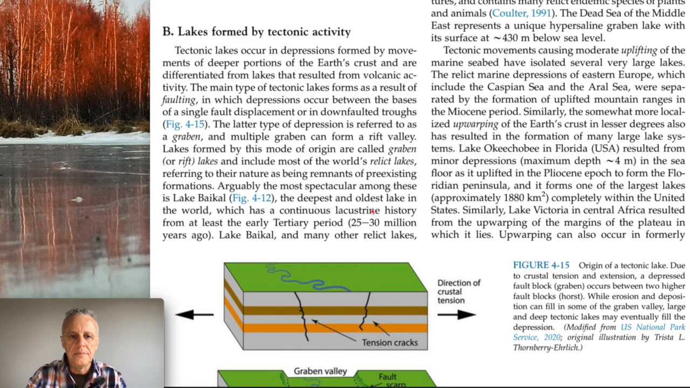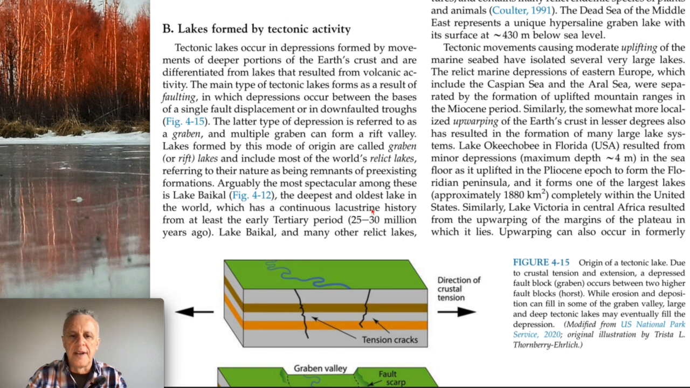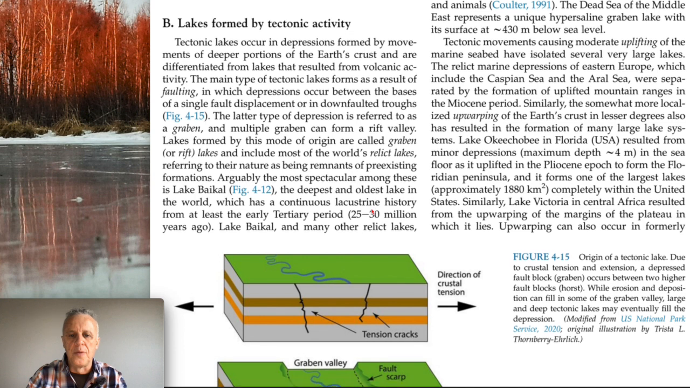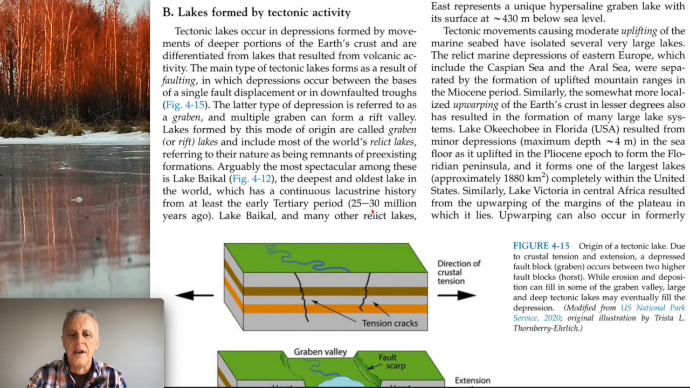Okay. So lakes formed by tectonic activity. Tectonic lakes occur in depressions formed by movements of deeper portions of the Earth's crust and are differentiated from lakes that resulted from volcanic activity. The main type of tectonic lakes forms as a result of faulting, in which depressions occur between the bases of a single fault displacement or in downfaulted troughs.